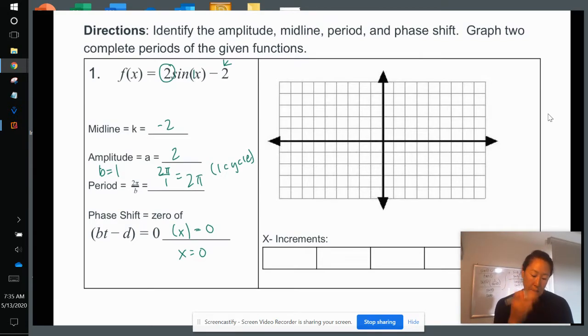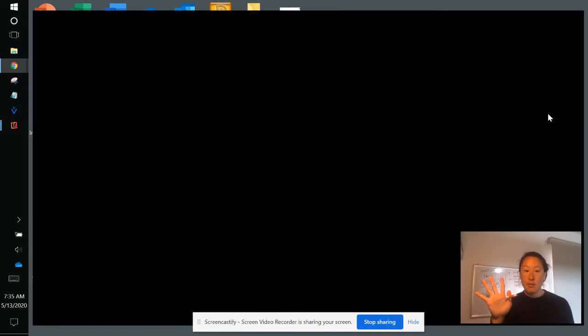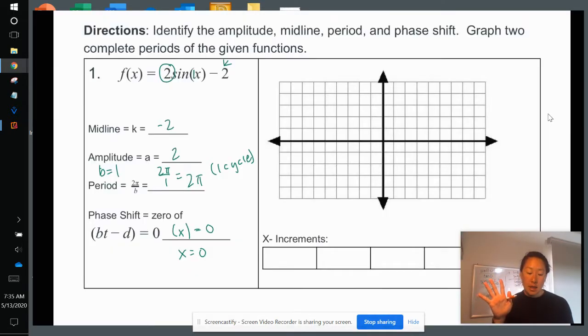All right, the next thing we have to do is figure out how to graph the increments. So there's 5 main points in a sine function. It's going to be the midline, the high point, the midline, the low point, and the midline. So I need to figure out what each one of these x increments are. So what am I counting by, basically?